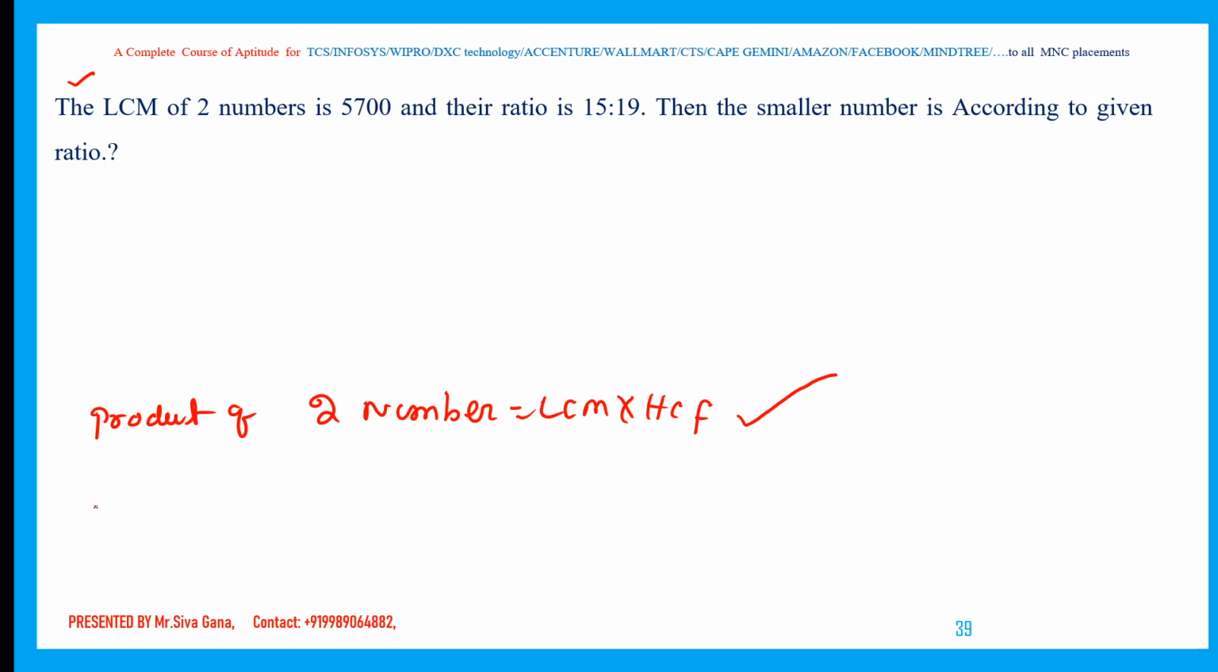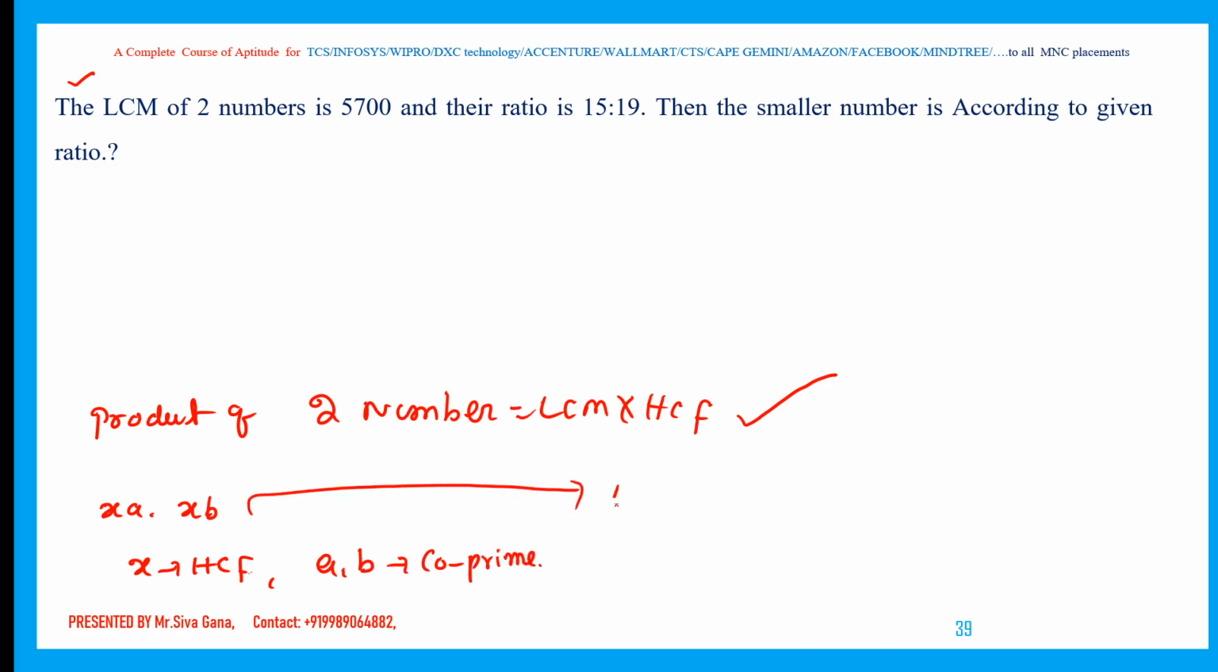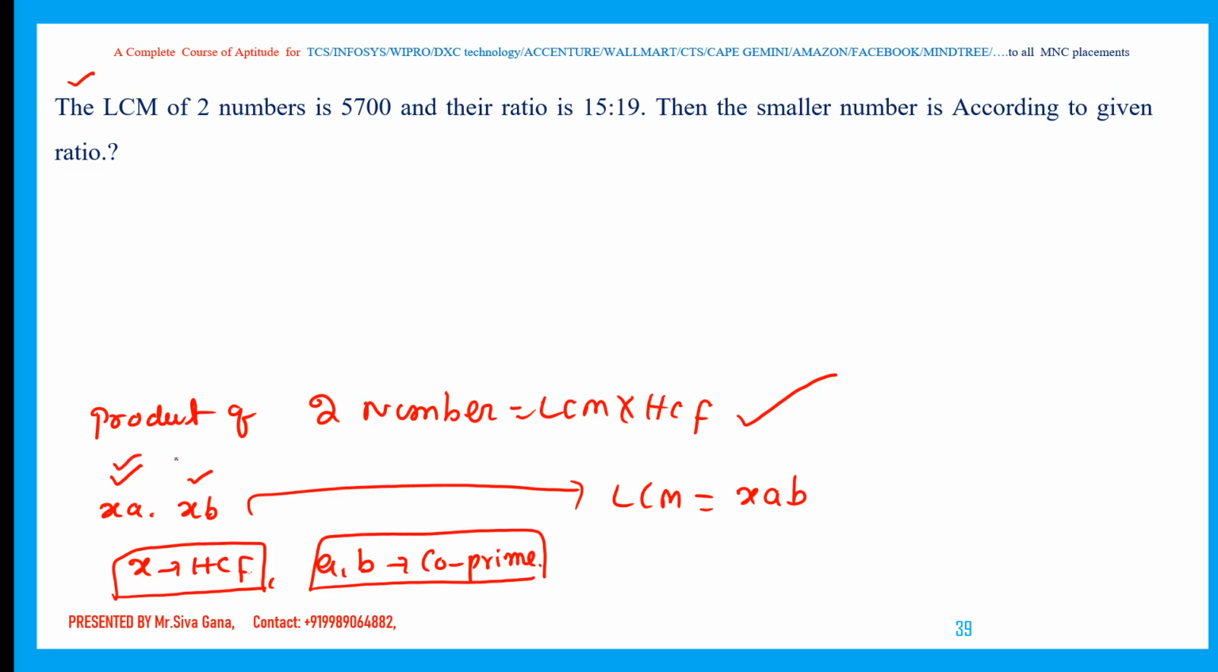Just listen. If xa and xb are the two numbers where x is the HCF, and a and b are coprime, then the LCM of these two numbers is simply xab. If x is the HCF of the two numbers and those two numbers are xa and xb, where a and b are coprime, then the LCM of these two numbers is xab. Most important property: 100% chances are there to get this type of question in almost every placement based on these two properties. Keep remembering these two properties.